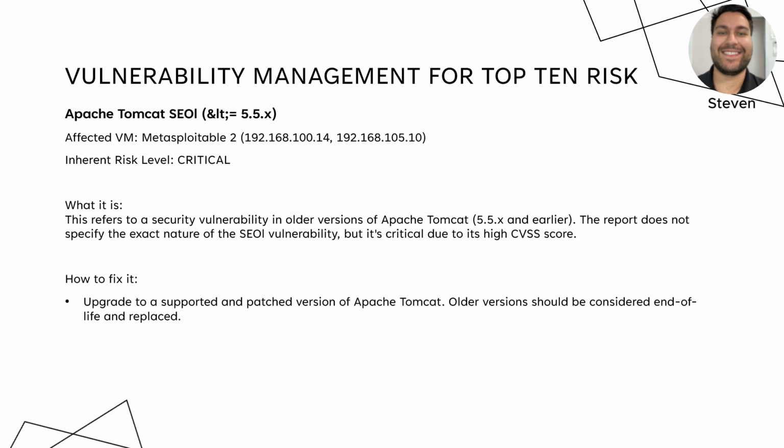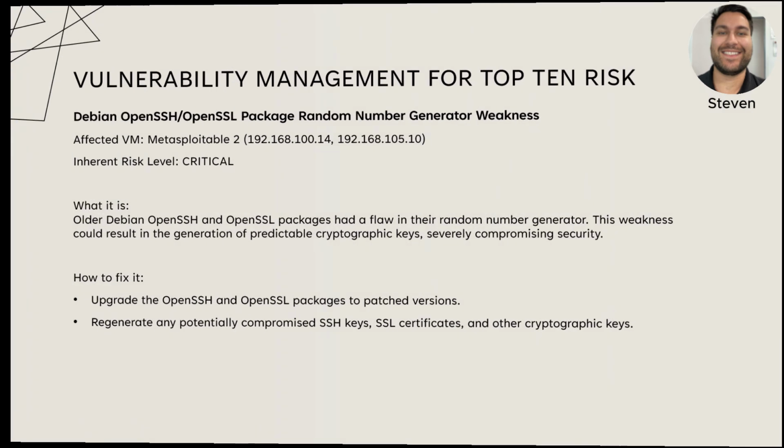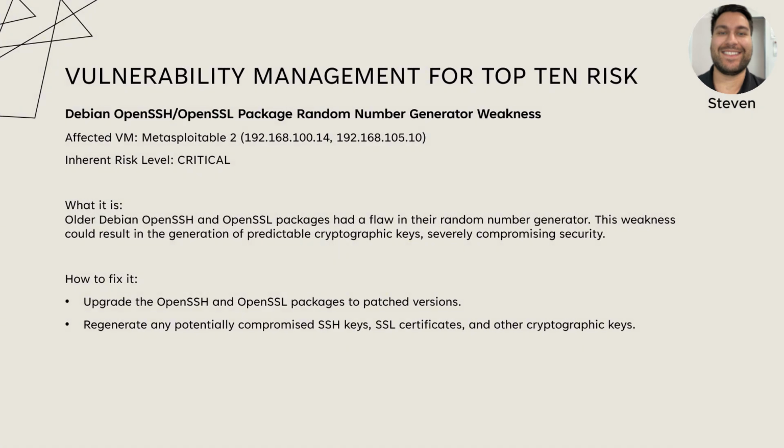The next vulnerability found within the network is OpenSSH SSL Package Random Number Generator Weakness. This vulnerability was found on our Security Onion virtual machine and received a score of 10 on the Common Vulnerability Scoring System, making the overall risk to the network high.